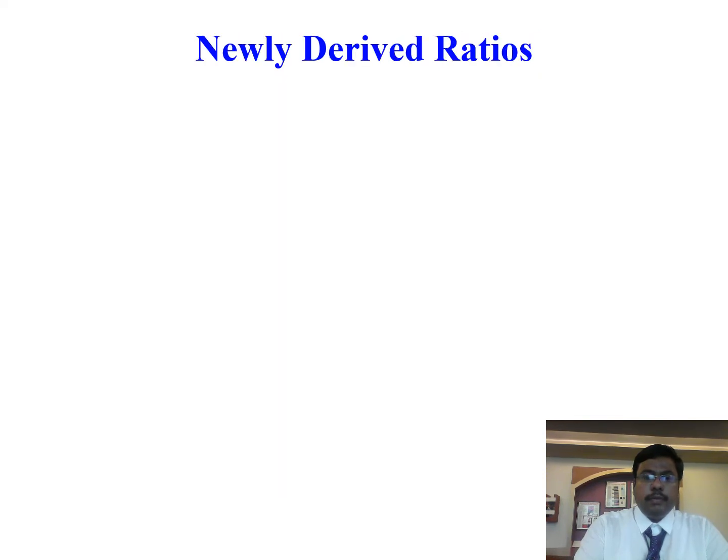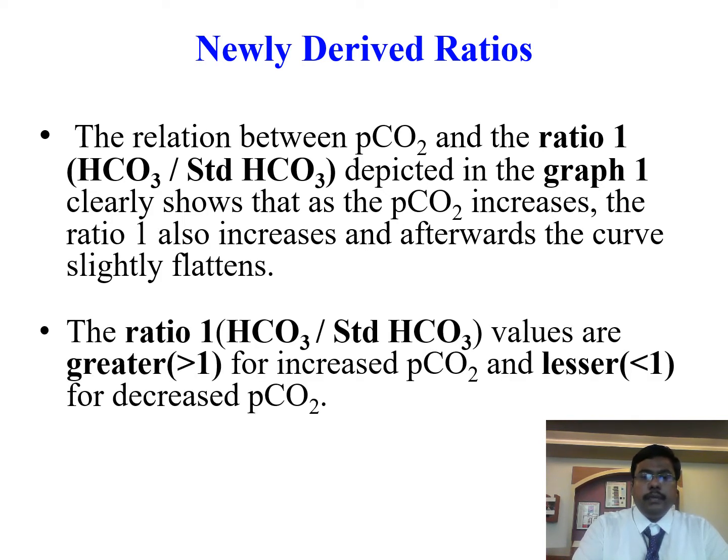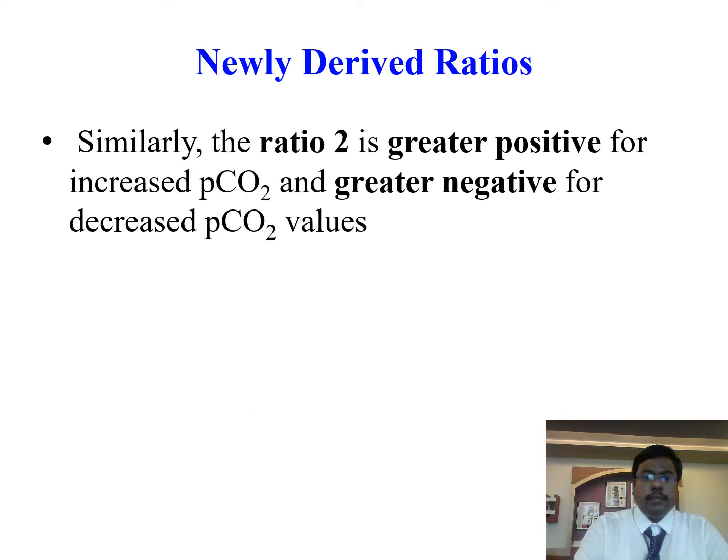The relationship between PCO2 and the ratio between bicarbonate and standard bicarbonate depicted in graph 1 clearly shows that as the PCO2 increases, the ratio 1 also increases, and afterwards the curve slightly flattens. The ratio 1 values are greater than 1 for increased PCO2 and lesser than 1 for decreased PCO2 values. Similarly, the ratio 2 is greater positive for increased PCO2 and greater negative for decreased PCO2 values.